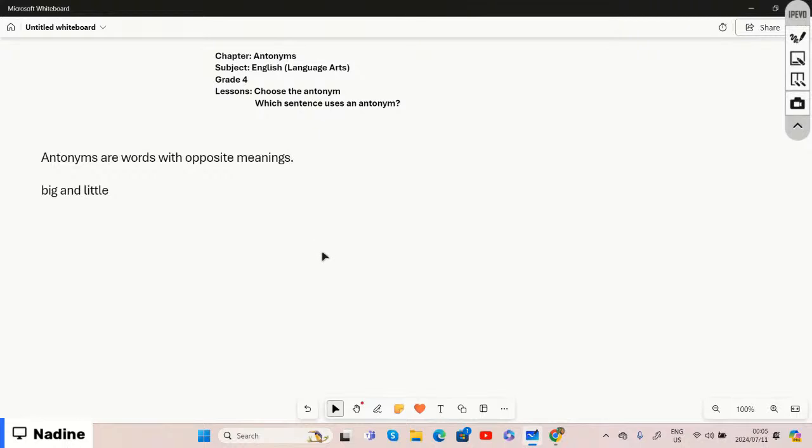All right. So our chapter is antonyms. Our subject is English Language Arts, grade 4. The lessons that we are going to be focusing on under the chapter of antonyms are choosing the antonym and which sentence uses an antonym. That is going to be our lessons for today.